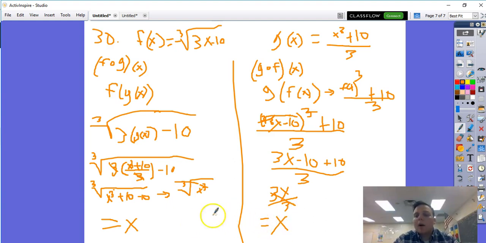Since both got x's, you can now conclude that since composing f of g and composing g of f both got you x, you can conclude that these two functions, f and g, are indeed inverses. Alright, guys, this is what I'll be looking for.